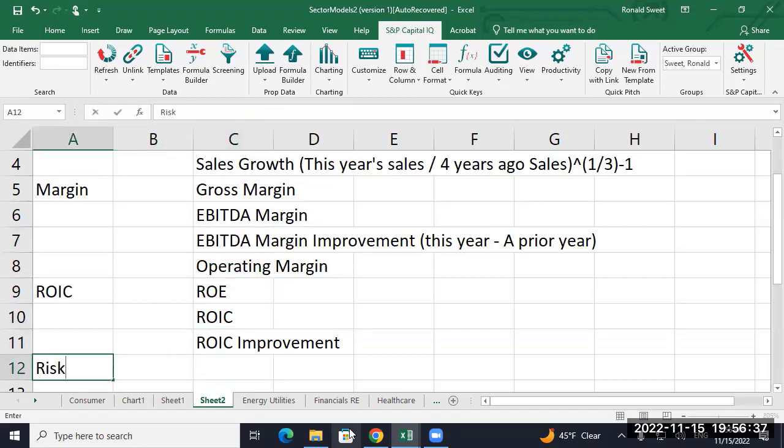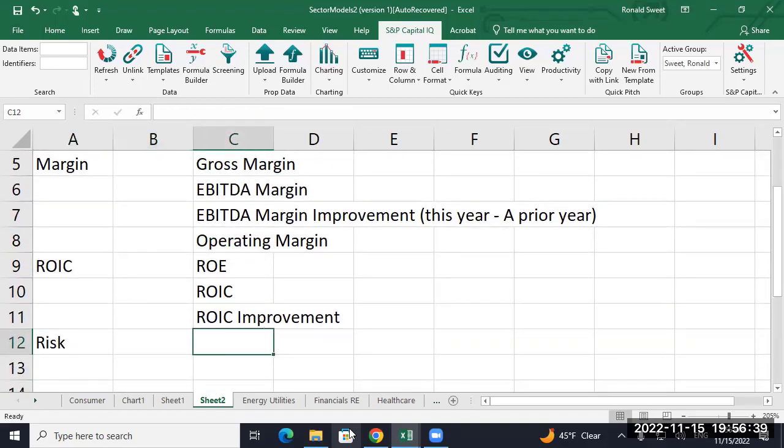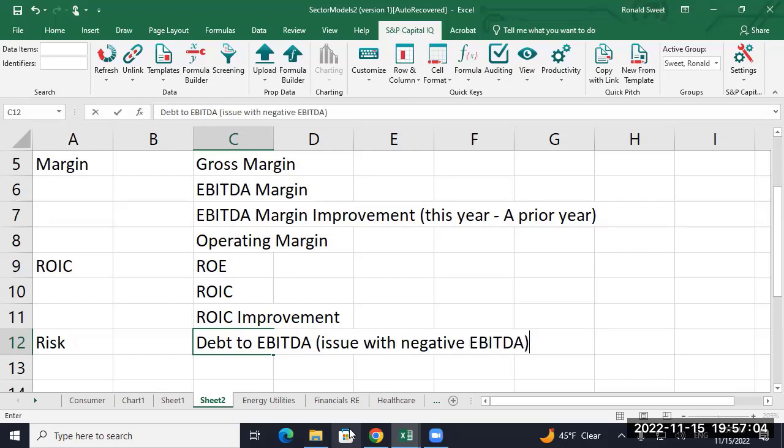And then you definitely need something on risk. On risk, what we really like in Bloomberg is the 5-year probability of default, but they don't have that in CapIQ at all. So what are your standard risk numbers? Well, debt to EBITDA is a pretty important one, but now you have an issue with negative EBITDA. So what do you do? Negative EBITDA, debt to a negative number doesn't tell you anything. So you've got to be really, really careful there.